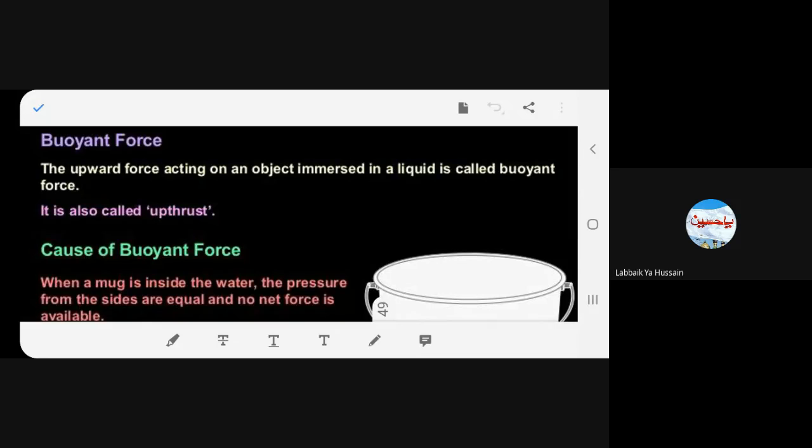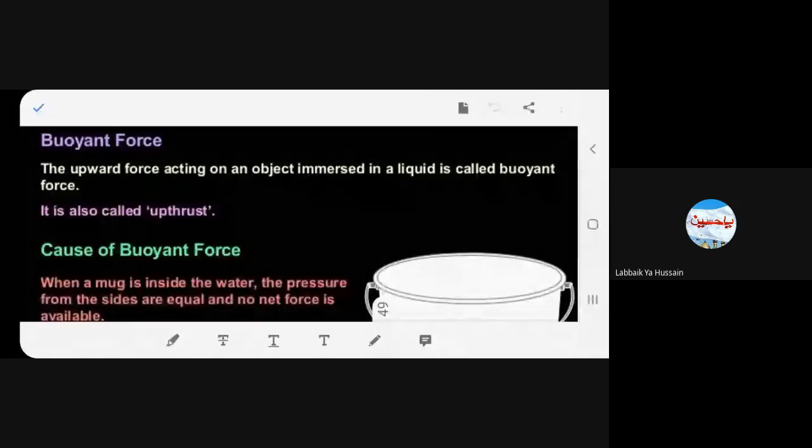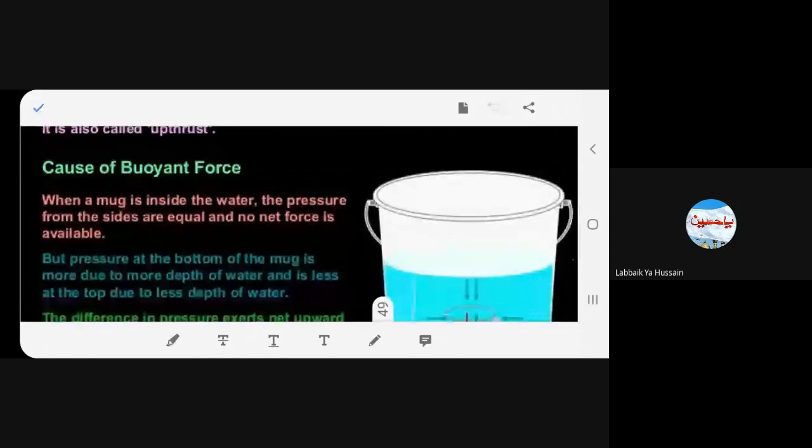The upward force acting on an object immersed in a liquid is called buoyant force. It is also called upthrust. So buoyant force is equal to upthrust because the force is moving upwards. So it is called upthrust or buoyant force. Why is it caused? Let's see.